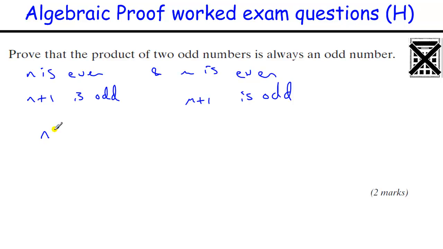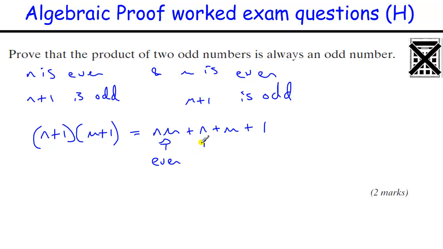So we multiply n plus 1 times m plus 1 gives us nm plus n plus m plus 1. Now, this is even. So even times even is even. This is even. This is even. So we've got even plus even plus even plus 1. So this is an even plus 1, which equals odd.